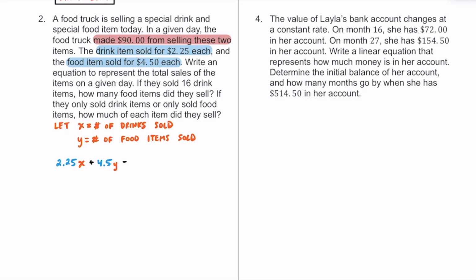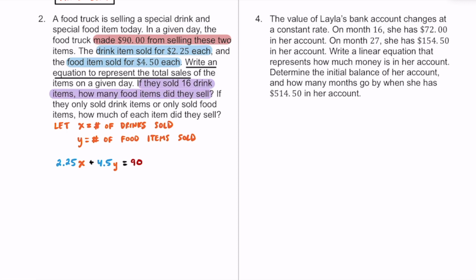And then if you add up how much money they make from both of these, that's going to equal the total amount of money they're making, which is $90. So when it says to write an equation that represents the total sales, that is what this is. This represents the total sales, and it's a linear equation just written in standard form.